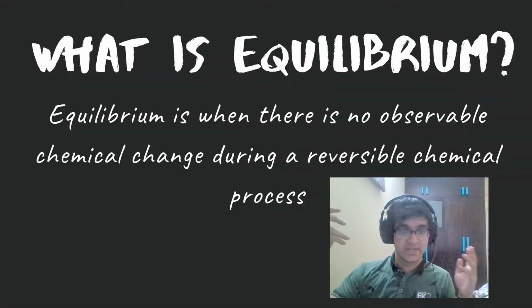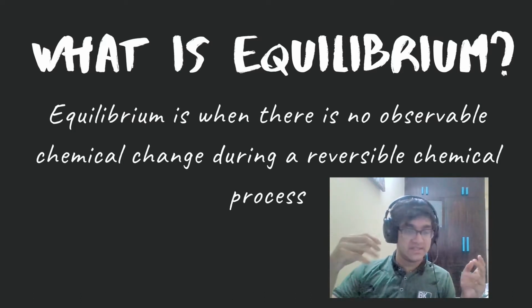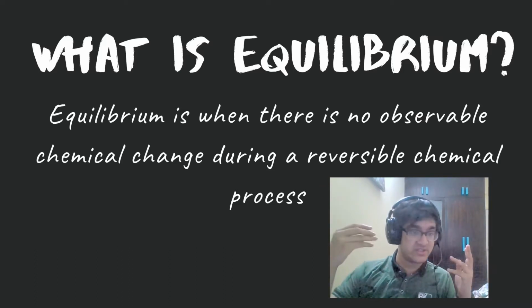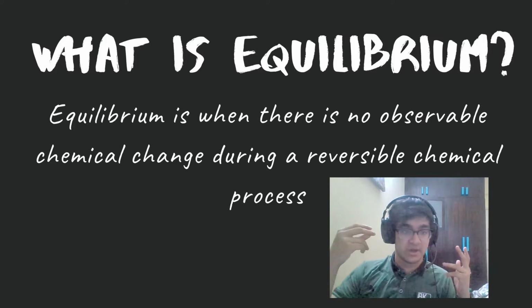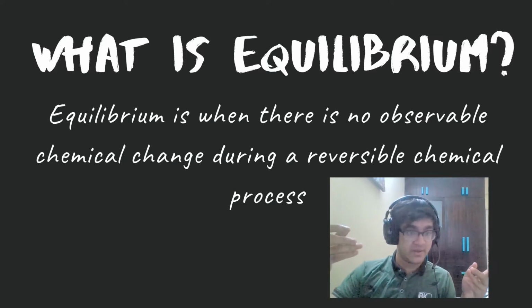Before knowing dynamic equilibrium, what is actually equilibrium? Well, in chemistry terms, we can define it as when there is no more observable chemical change during a reversible chemical process. This basically means that we can't see any more gas evolving or any change in color because the reaction has essentially stopped. Though this is not really the case, as we'll learn because of the nature of dynamic equilibrium, that's how we perceive it.